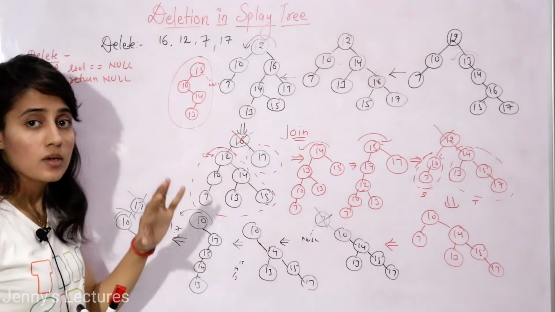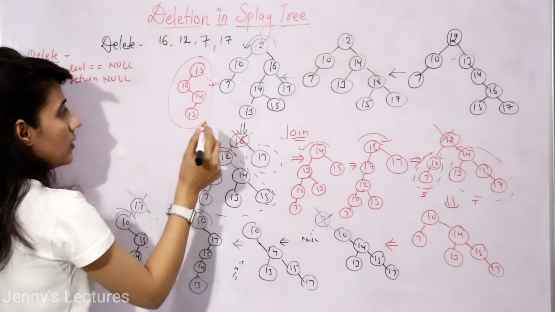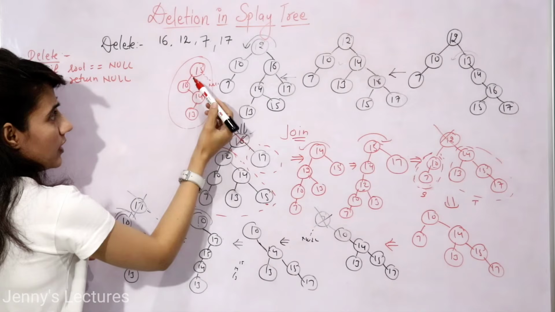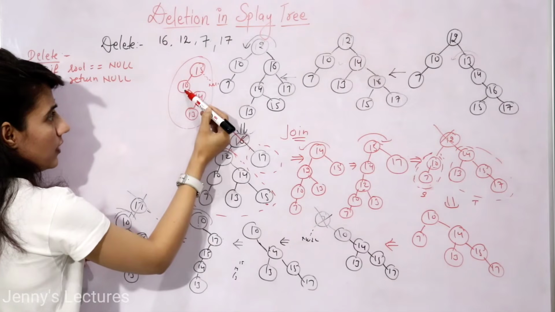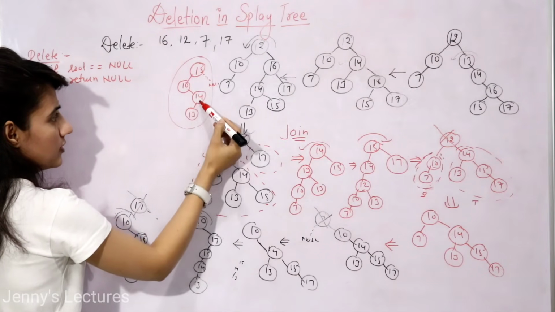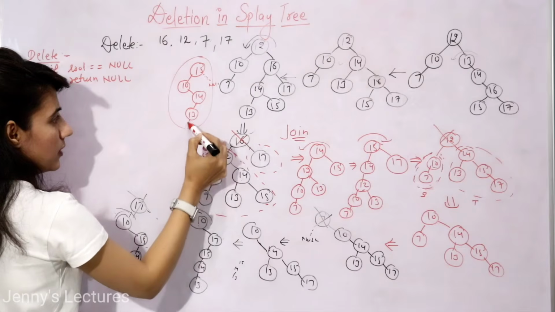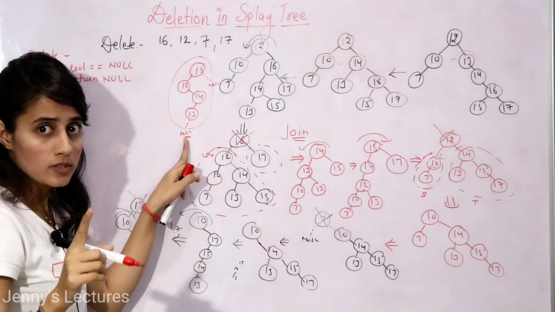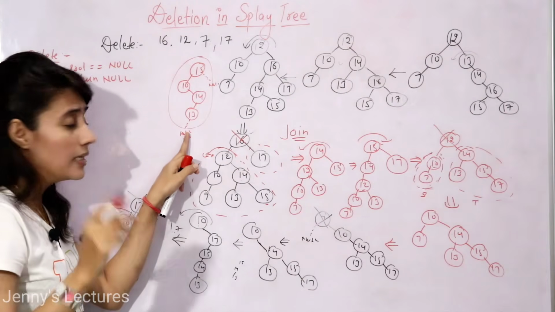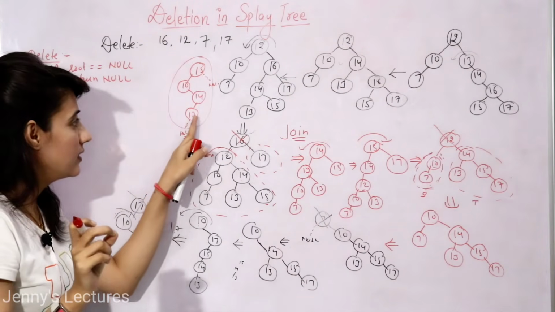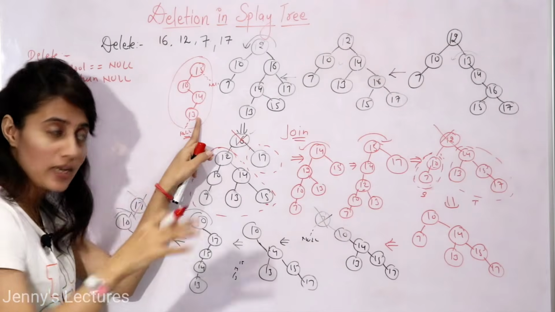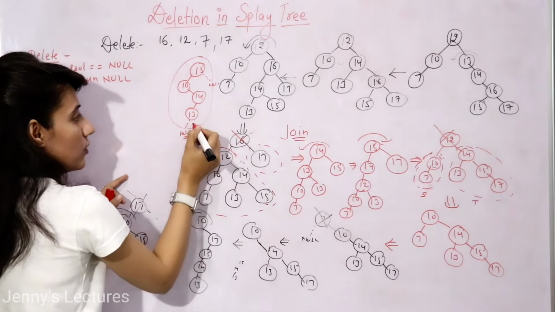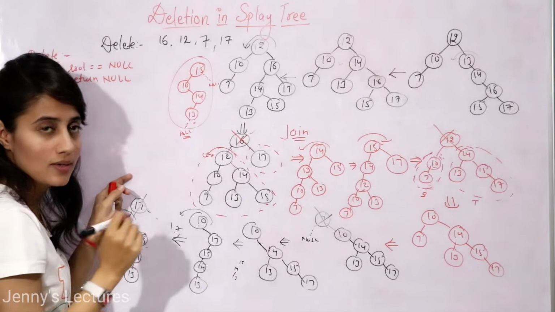Suppose here I want to delete 11. Search where 11 is. Less than 15, greater than 10, less than 14, less than 13, but here we have null. We have reached null, so 11 is not present. Before reaching null, the last accessed element is 13. So we will splay this tree for this 13, right?